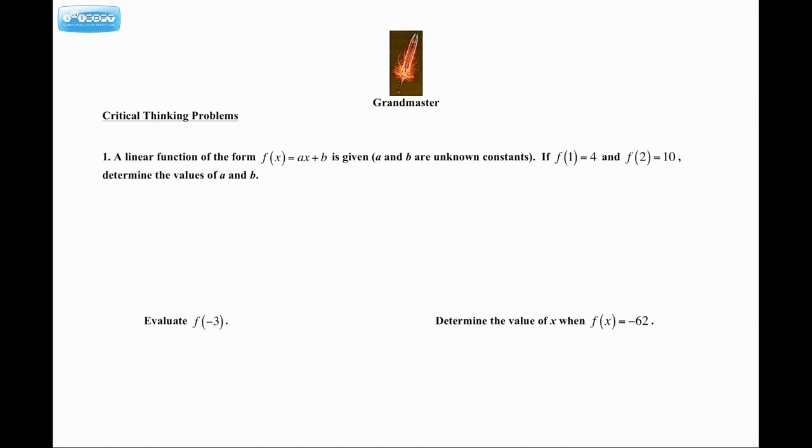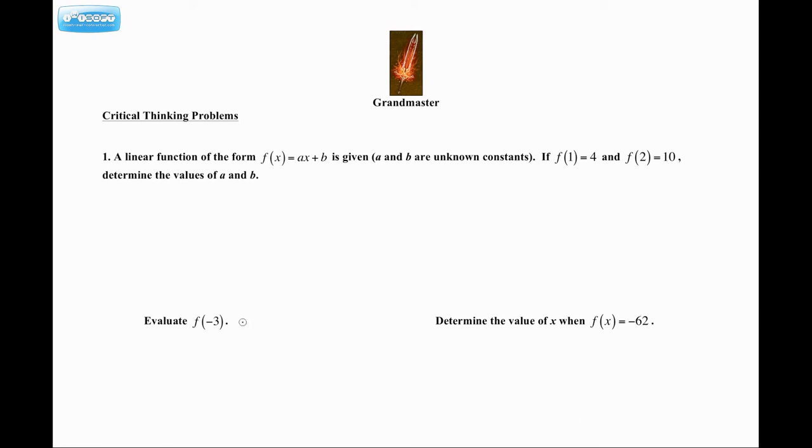All right, Chapter 6, Section 4, Grandmaster video, some critical thinking problems. So first we have a linear function of the form f of x equals ax plus b, where a and b are some unknown constants. We are given some points, however. We're told that f of 1 is 4 and f of 2 is 10.